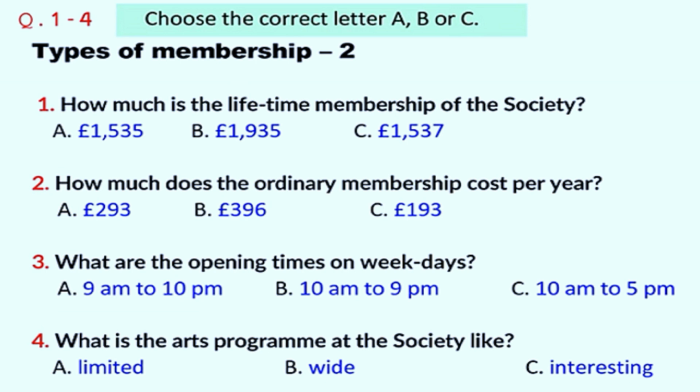Well, the lifetime membership fee is £1,537. OK. It's rather a lot to pay in one go. What about the other membership? The ordinary membership, that's £193 per year. That sounds a bit more reasonable. What does that entitle you to?